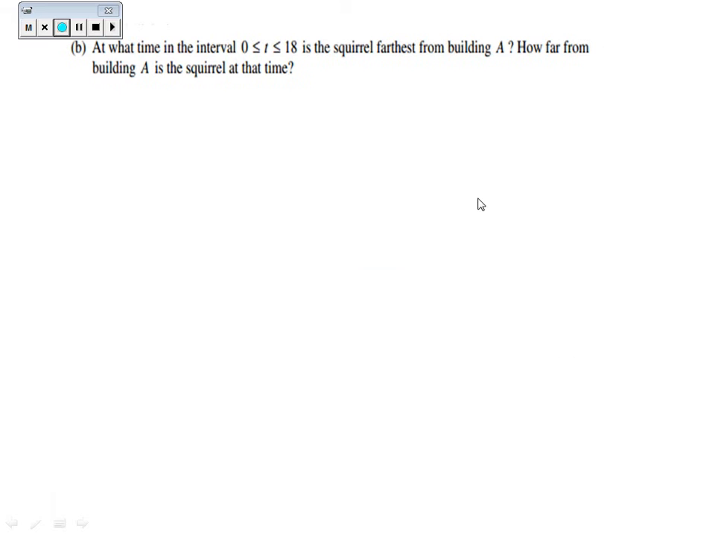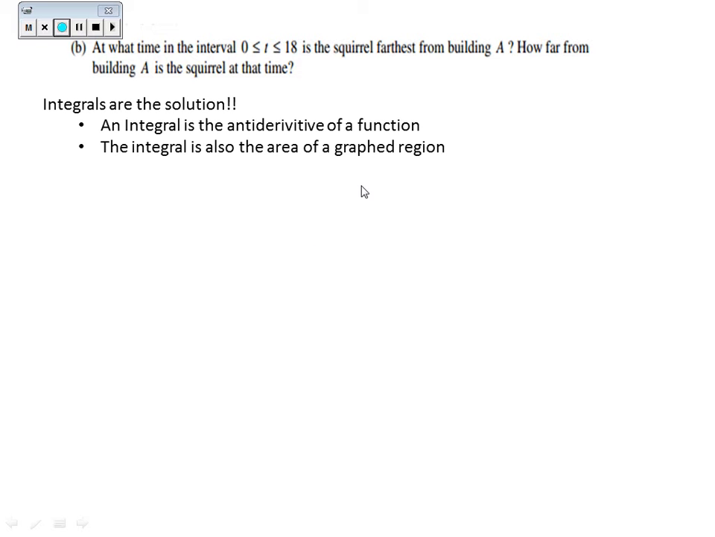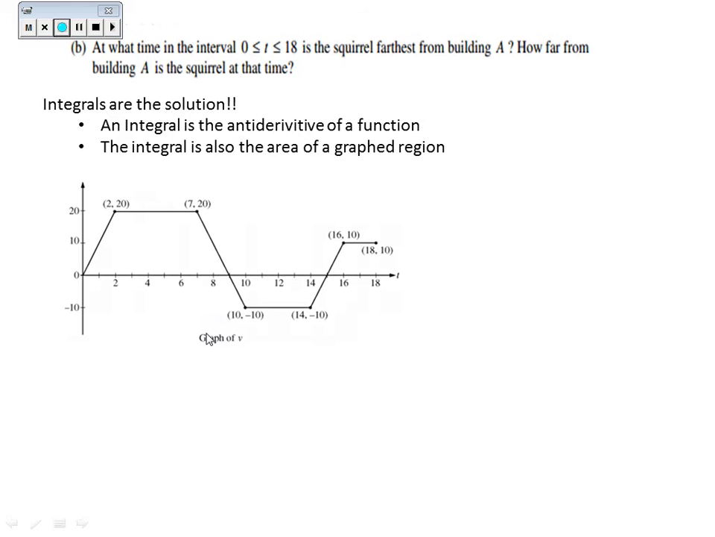Now, the second part of the question asks how far from building A is the squirrel at that time. And we can find it using integrals. An integral is the antiderivative of a function, and it is also the area of a graphed region. So we can find the integral of a graphed region by finding the area of that function.